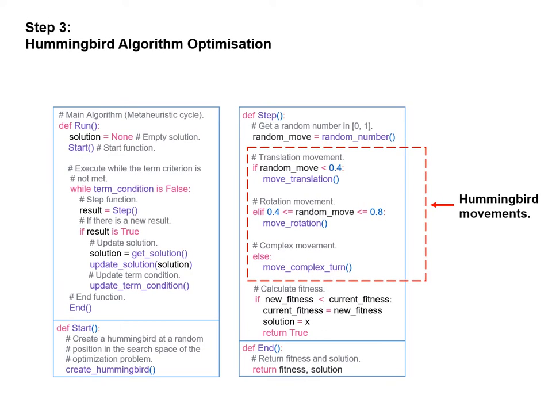Step 3. From the simulations of the mathematical model, the equations of translation, rotation, and complex movements are extracted. And these equations are integrated as a bio-inspired hummingbird meta-heuristic algorithm.